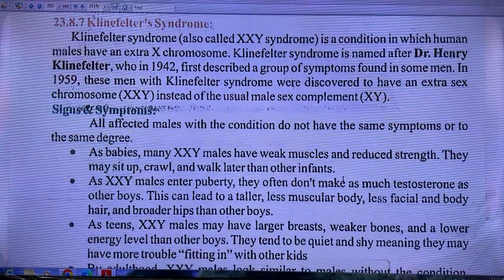Klinefelter syndrome. Klinefelter syndrome, also called XXY syndrome, is a condition in which human males have an extra chromosome. Klinefelter syndrome is named after Dr. Henry Klinefelter, who in 1942 first described a group of symptoms found in some men. In 1959, these men with Klinefelter syndrome were discovered to have an extra sex chromosome, XXY, instead of the usual male sex complement, XY. Signs and symptoms.